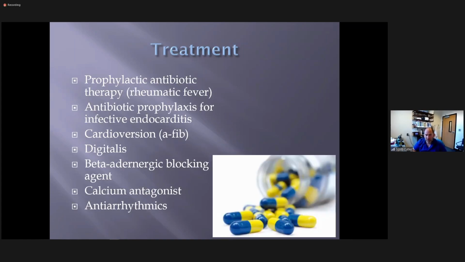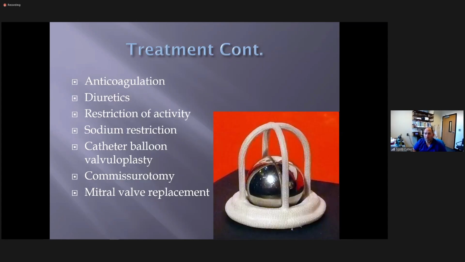Treatment, again, is to treat the cause. Whatever the cause is, or what we find is causing symptoms, we're going to treat those. So prophylaxis, antibiotic therapy possibly, for things like endocarditis. Cardioversion might be a potential if they've got AFib or other rhythm abnormalities. Digitalis, beta blockers, calcium agonists and other anti-arrhythmic medications. Again, they're really going to treat what symptoms are going on, and if they can find the cause, they're going to try to treat the cause. Continuing that, anticoagulation, diuretics, et cetera.